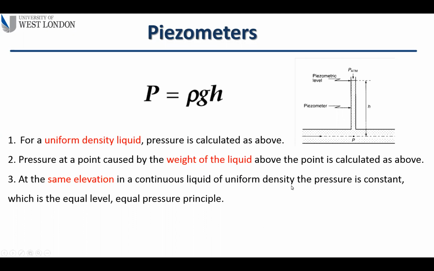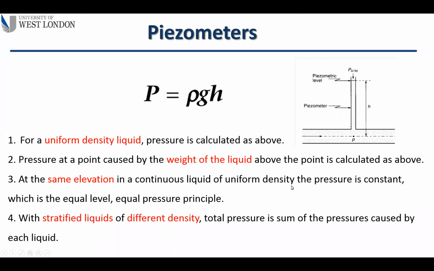This is the principle. Just in case you have stratified liquids of different density, for example, water with oil above that, the total pressure is the sum of the pressure caused by each liquid. For example, if this column has two different liquids, water and oil, the pressure at point P is equal to the pressure of the water part plus the oil part on top of that, with the corresponding depth H for each element.